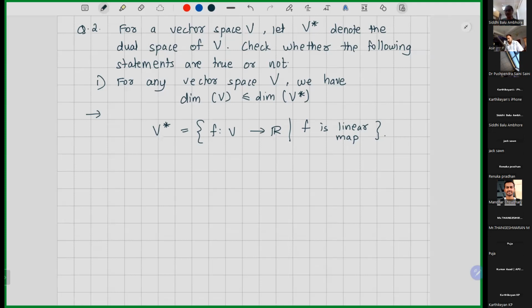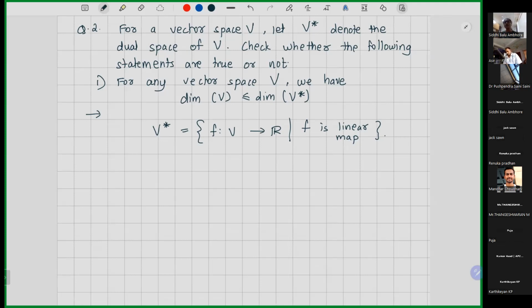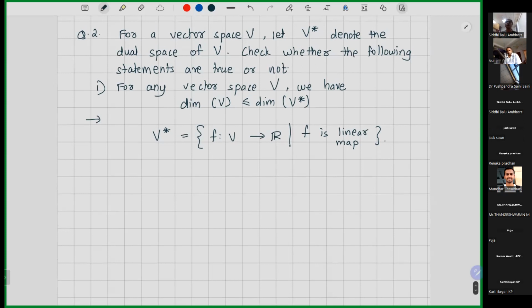So in that case, the basis would not be relevant here. The question here is whether the dimension of V is always smaller than or equal to the dimension of V star or not. We have to check that inequality. We have the information about V, but we do not have the information about V star at this moment. So let us start with the vector space V.